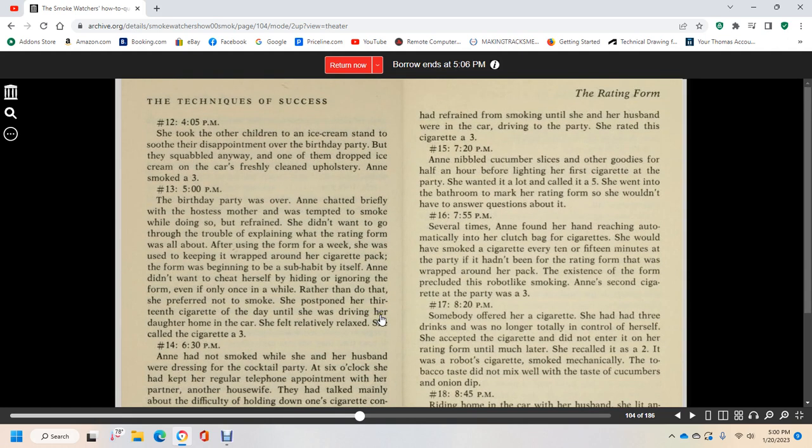Number 12, 4:05 p.m. She took the other children to the ice cream stand with a disappointment over a birthday party. Both squabbed anyways, one with the dropped ice cream and the car's friendly, clean upholstery, and she smoked a 3.